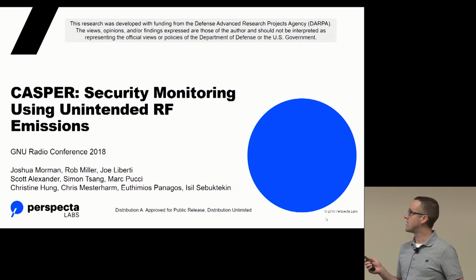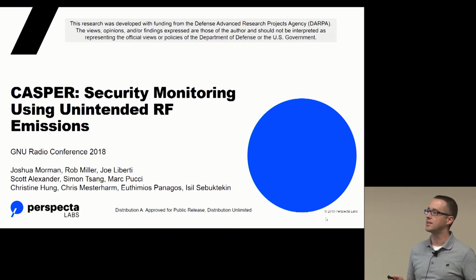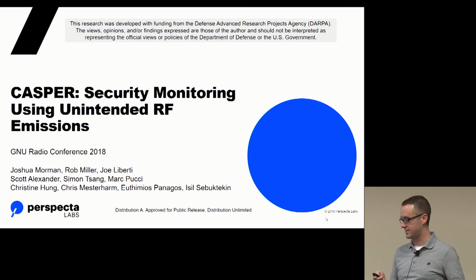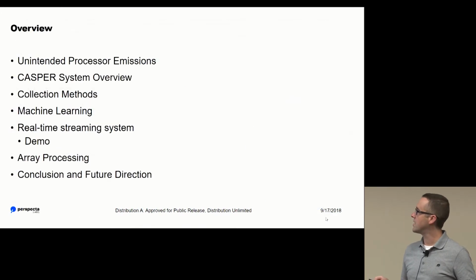All right, good morning. My name is Josh Mormon. I'm with Perspective Labs, and I'm going to present some of the work that we've done under the DARPA Labs program. Our project is called CASPER, and it addresses the problem of security monitoring using the unintended emissions of devices. So we'll get started.